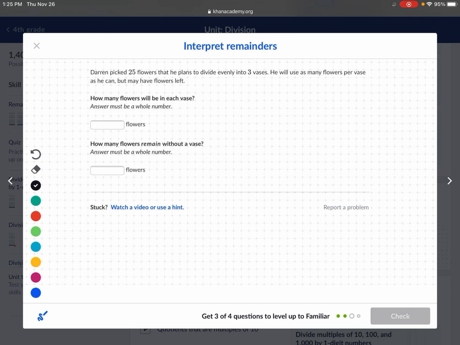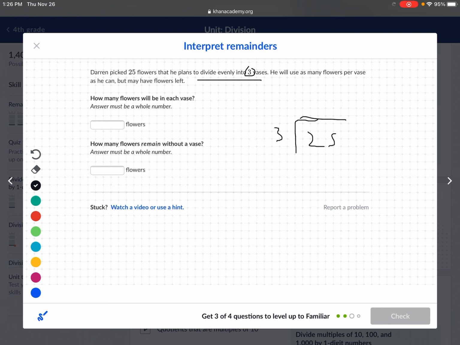Darren picked 25 flowers that he plans to divide evenly into 3 vases. He will use as many flowers per vase as he can, but he may have flowers left. They say the same thing, but okay. So he knows he might have a remainder. This is a division problem. He wants to divide evenly into 3 vases, and that's the key word for dividing. So 25 is the whole number that he's going to divide, and the divisor is going to be 3.